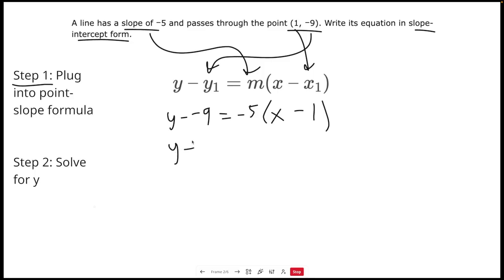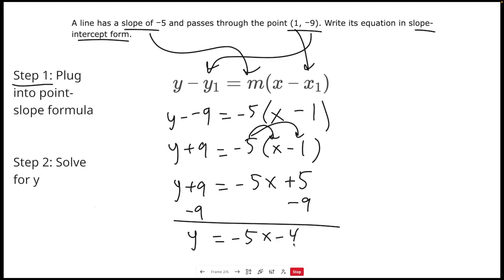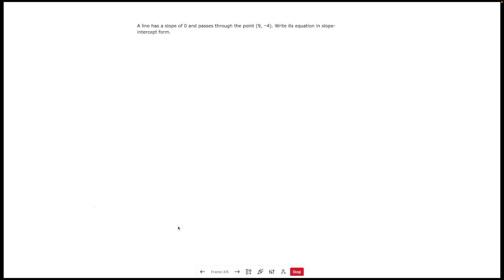And then we know this becomes y plus 9 with the double negative. Now we distribute. So now we have y plus 9 equals -5x plus 5. And last step, we're trying to solve for y because it wants it in slope-intercept form. Slope-intercept form means get the y by itself. So now we're going to subtract 9 on both sides, and we're going to get y equals -5x minus 4. And this is our final answer in slope-intercept form.